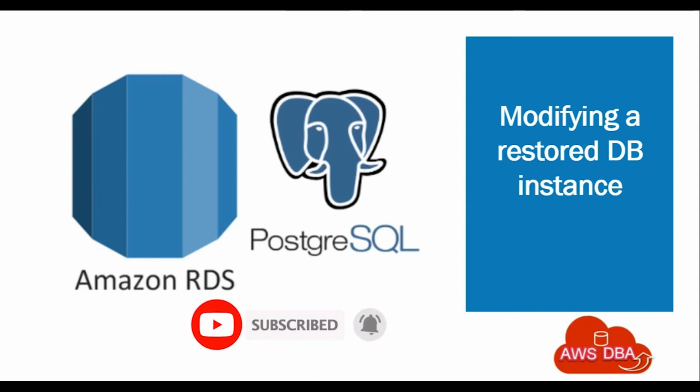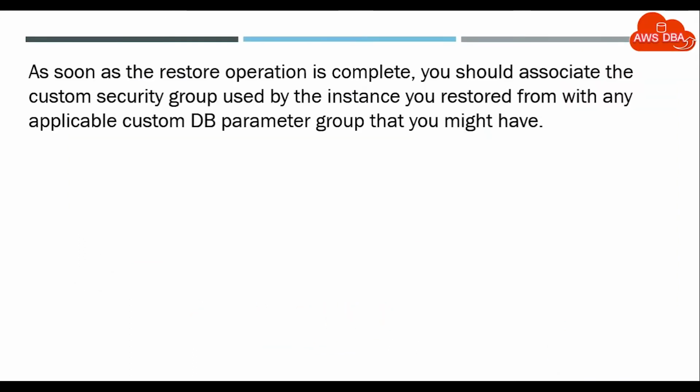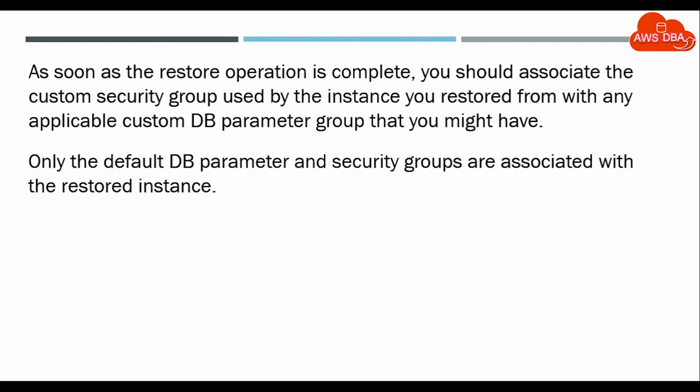In this session, we are going to see about modifying a restored DB instance. As soon as the restore operation is complete, you should associate the custom security group used by the instance you restored from with any applicable custom DB parameter group that you might have. Only the default DB parameter and security groups are associated with the restored instance.